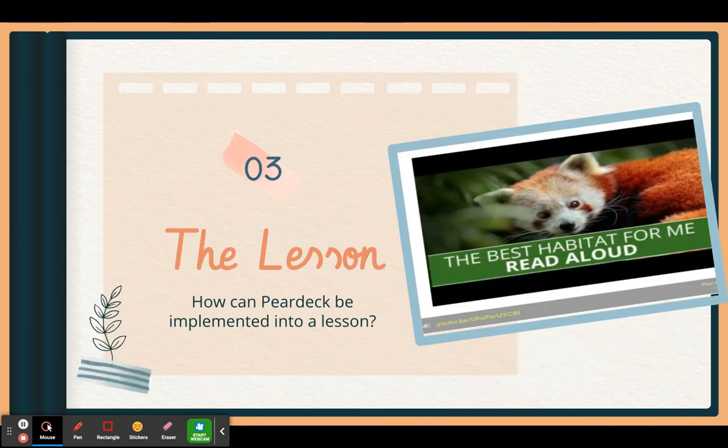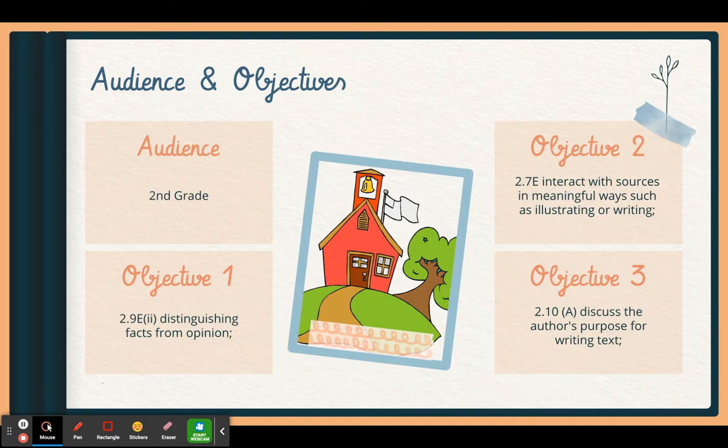Now we're going to take a look at the lesson and see how Peardeck is used in action. I used my 2nd grade class and objectives in order to create this lesson. The objectives are to distinguish facts from opinions, interact with sources in meaningful ways, such as illustrating or writing, and discuss the author's purpose for writing the text.